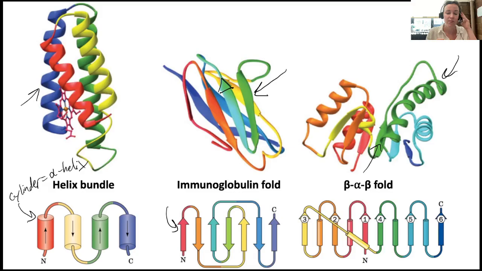Now, of course, in all of these proteins, you can see they contain turns and loops, right? Because turns and loops are what connect the alpha helices and the beta sheets. So here's some turns and loops. Here's some turns and loops. Here's some turns and loops. Every protein is going to have turns and loops.